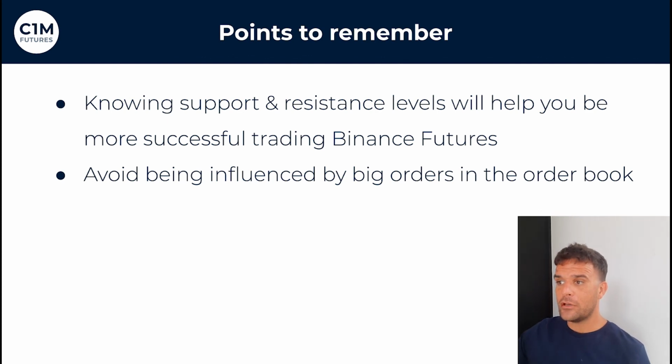Points to remember: knowing support and resistance levels will help you be more successful trading Binance futures, 100%. Avoid being influenced by big orders in the order book. I don't really look at the order book too much with futures trading because the orders can disappear as quickly as they appear. By using support, resistance and trend lines, you're going off historical data, price action that has happened. So, support, resistance and trend lines.